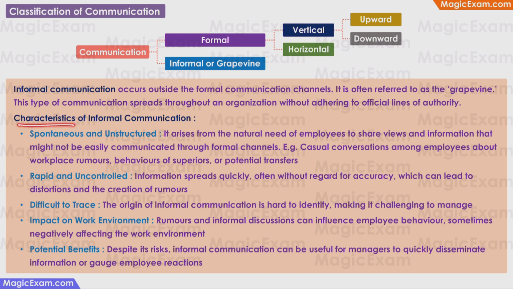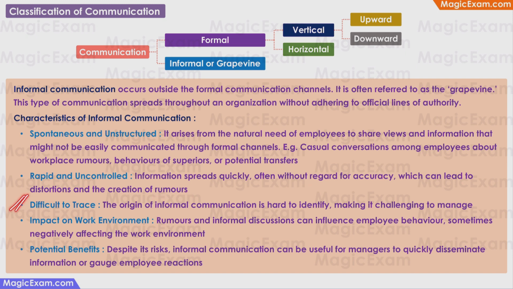So, what are the characteristics of informal communication? It can be spontaneous and unstructured because it arises from the natural need of employees to share views and information that may not be easily communicated through formal channels. For example, casual conversations among employees about workplace rumors or about behavior of superiors or about potential transfers. It can be rapid and uncontrolled because information spreads quickly through the grapevine networks, often without regard for accuracy, which can lead to distortions and can create rumors.